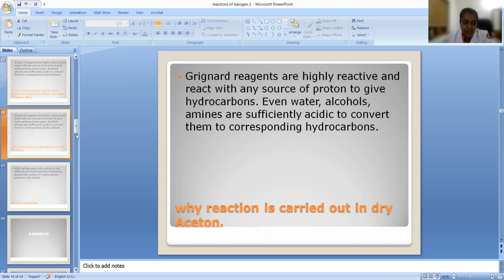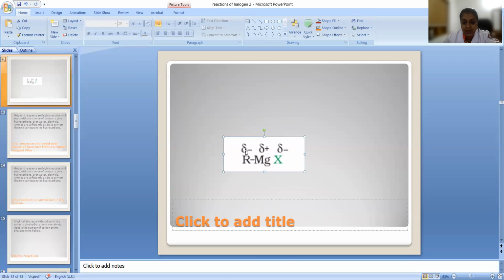So we can look at this electronic structure. Okay, look at this. This RMgX is our Grignard reagent, right? In this Grignard reagent, magnesium is a metal, so it has a partial positive charge. Why? Because the alkyl group drags electrons towards it, so it gets a partial negative charge. And we already know that the halogen is highly electronegative, so it also gets a partial negative charge. So this is the partial charge on each of the metal, halogen and alkyl group in the Grignard reagent.